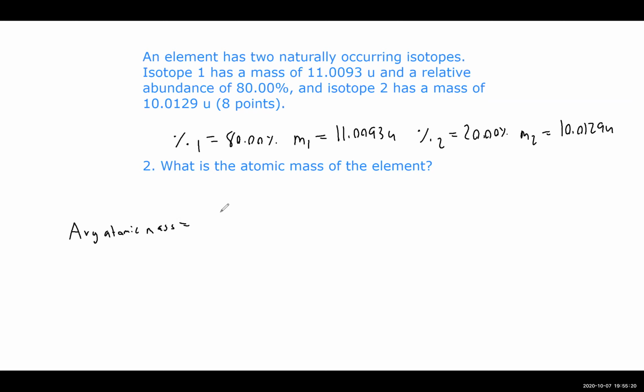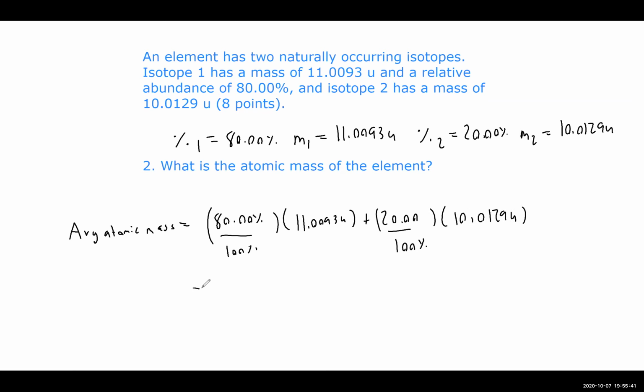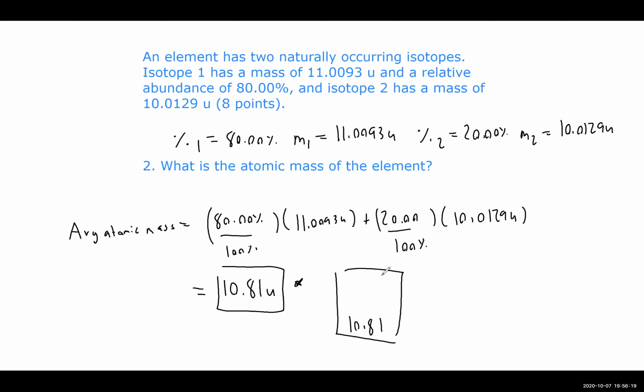If we want to calculate the average atomic mass, we take the percentage of isotope 1 over 100% times the mass of isotope 1 plus the percentage of isotope 2 over 100% times the mass of isotope 2. Punching that into our calculator, we have 11.0093 times 0.8 plus 20.00 over 100 times 10.0129. And that gives us an average atomic mass of 10.81 amu. What element has an atomic mass of about 10.81? What element does that correspond to?